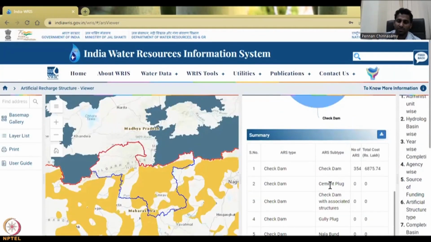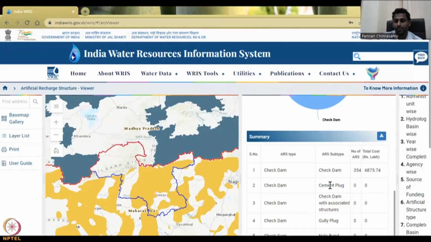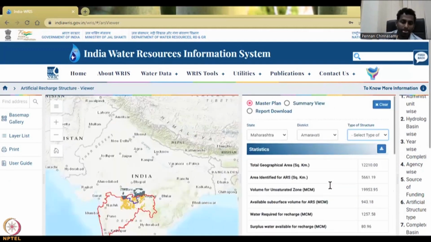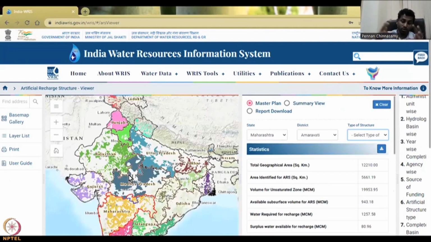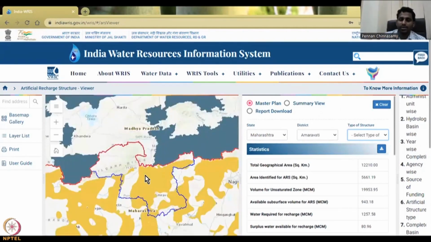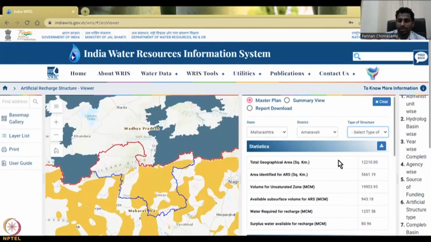Here, just because we clicked check dam, only the check dam data is given. You see that 354. That is what I'm trying to say: don't click that, just keep it open to all structures, select type of structures. Then it will go back to India, go back to Maharashtra, and zoom to Amaravati. So it does that automatically, and all the types are mapped here.